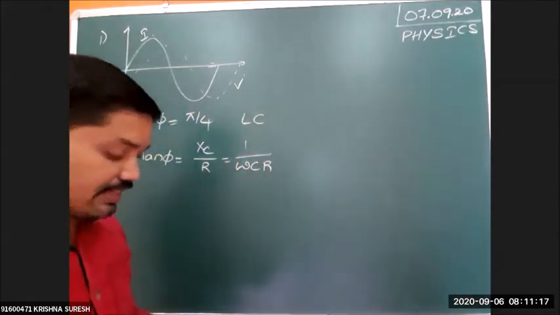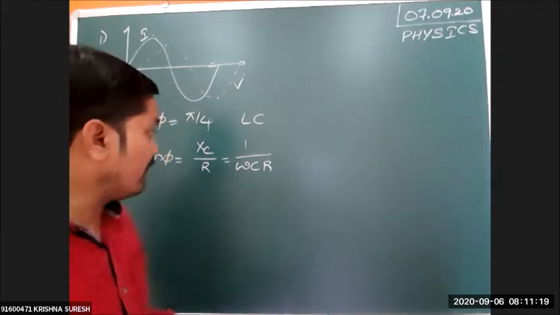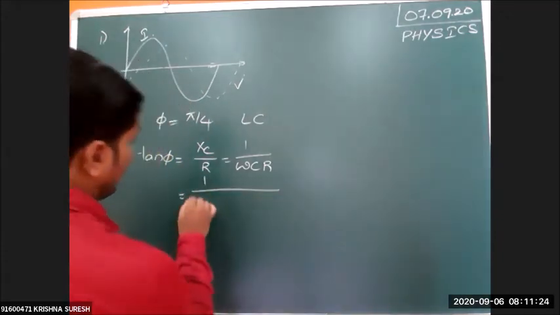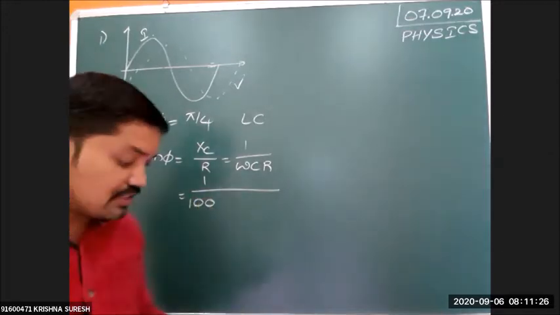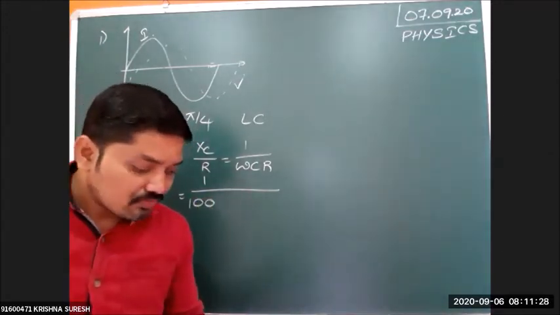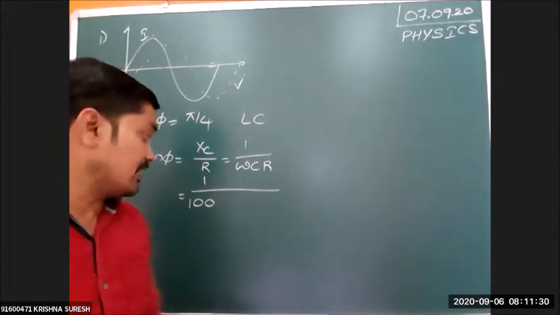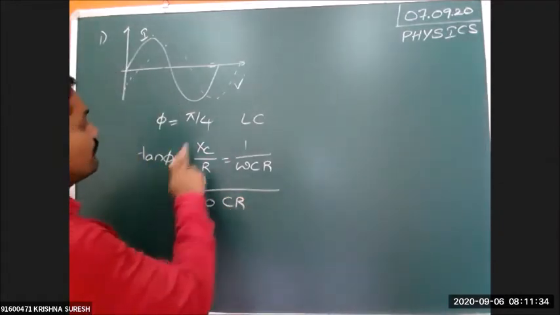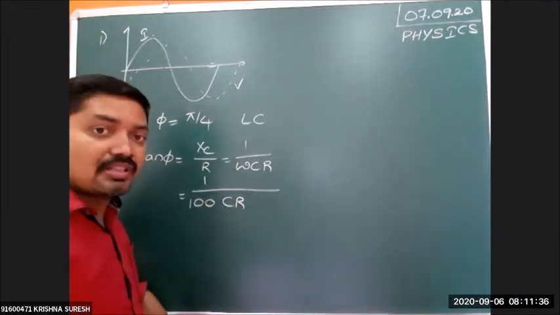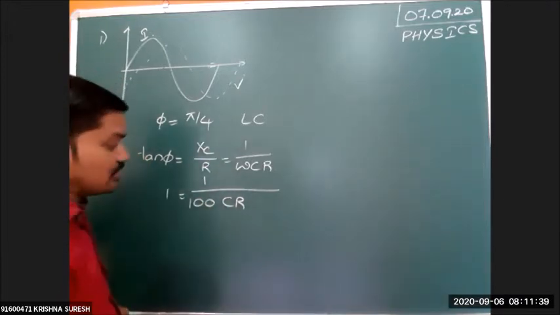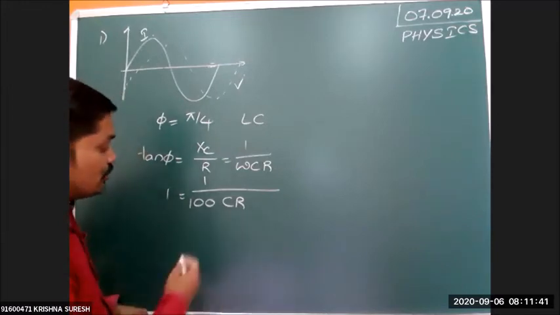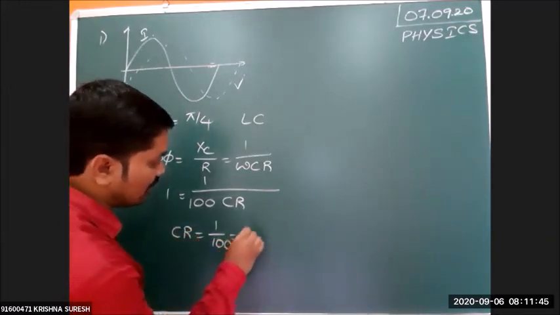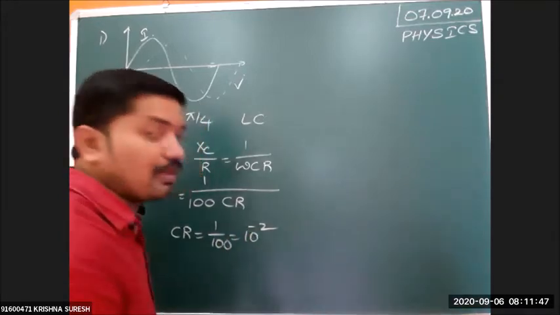Now in the given expression he gave you the omega value. So what is that omega value? 100. So we can write this as 100 into C, and the R value he did not give you, so we have to find that. That is CR. Then tan phi means tan pi by 4, that value is 1. So 1 is equal to 1 by 100 into CR. So CR is equal to 1 by 100, which can be written as 10 power minus 2.